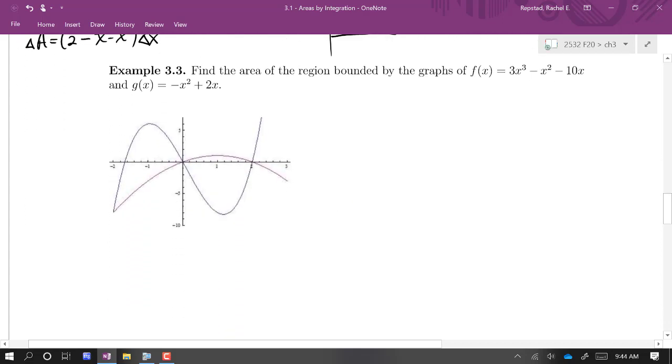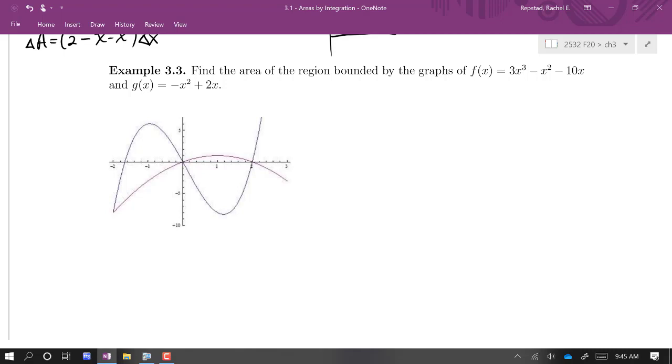All right, let's try another one. This one's a little bit different, just because they give us just two functions like the last one. So it's similar to the last one in that sense. But they say find the area of the region bounded by these graphs.